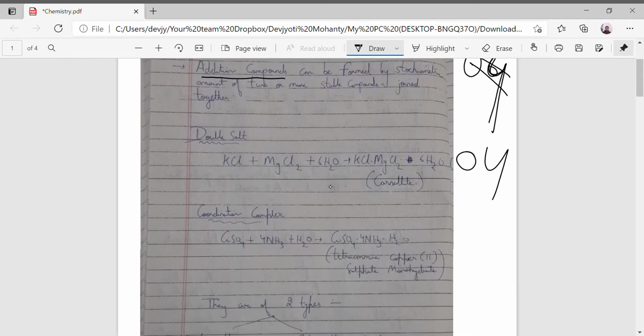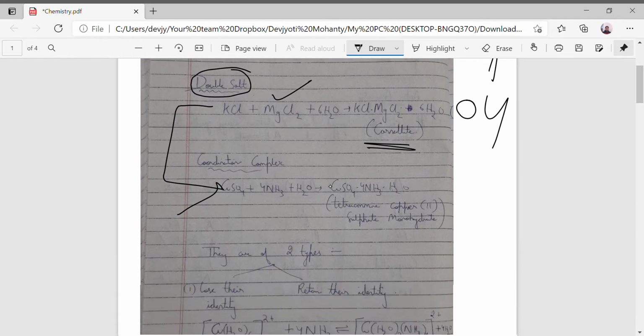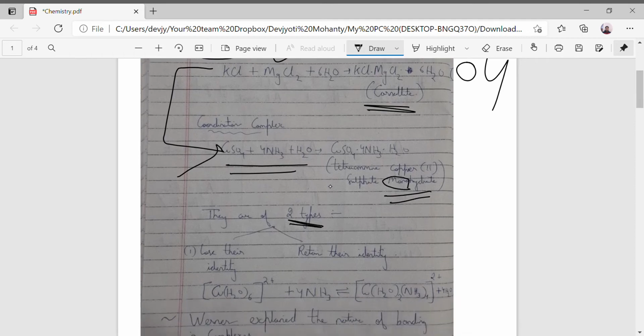Let's take the example of these two equations. KCl plus MgCl2 plus 6H2O, on combining, we get the product carnallite. This is the example of a double salt. But for a coordination compound, CuSO4 plus 4NH3 plus H2O, we again get a product of these three, which is tetraamminecopper(II) sulfate monohydrate, a single compound. So there are basically two types: one which loses its identity, another which retains its identity.